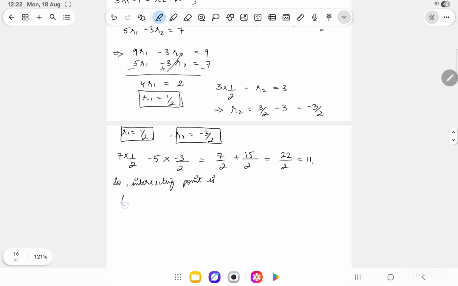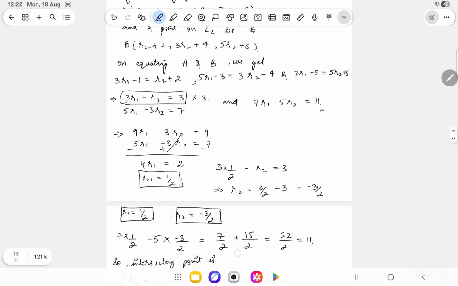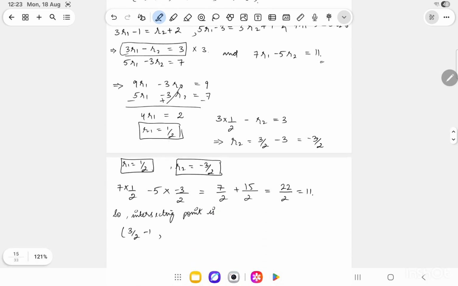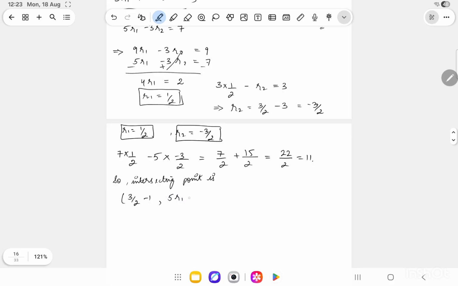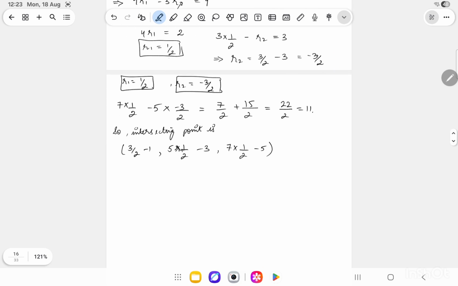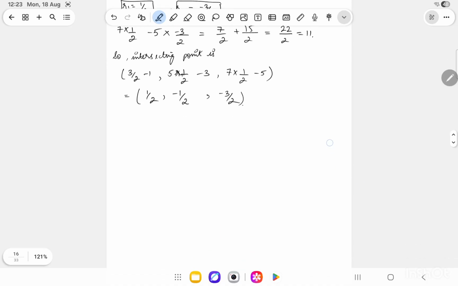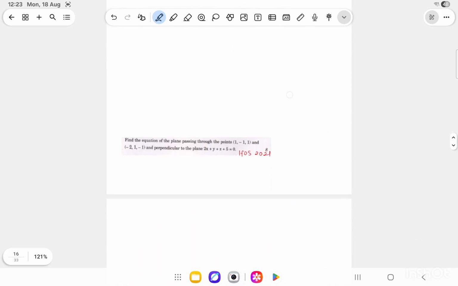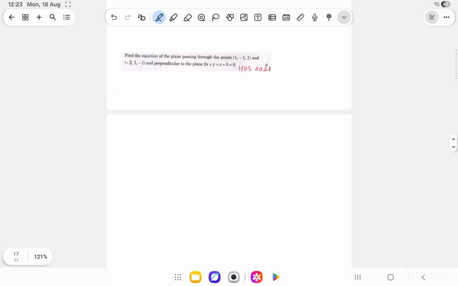3R1 minus 1, 3 by 2 minus 1, 5R1 minus 3, 5 into 1 by 2 minus 3, and 7R1 minus 5, I guess. 5R1 minus 3, 7R1 minus 5, which is equals to 1 by 2, minus 1 by 2, minus 3 by 2. So this is the intersecting point of line 1 and line 2. That's all they've asked in this question. Let us move to next question.